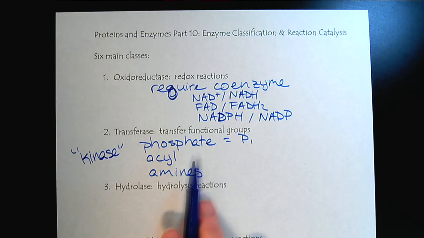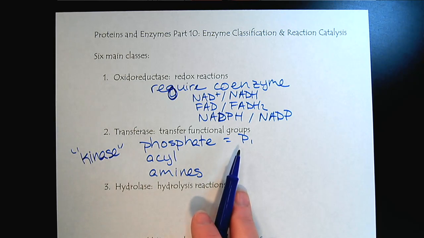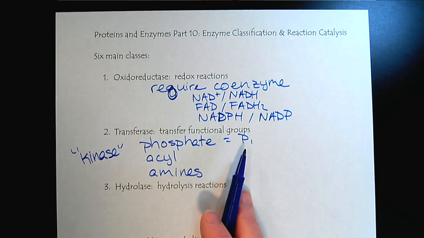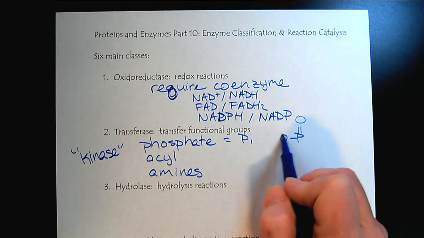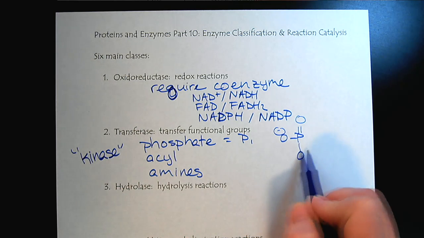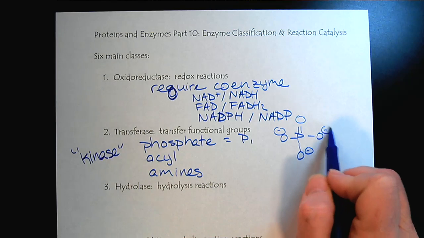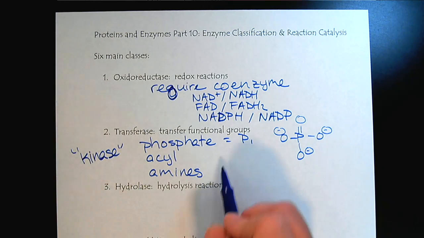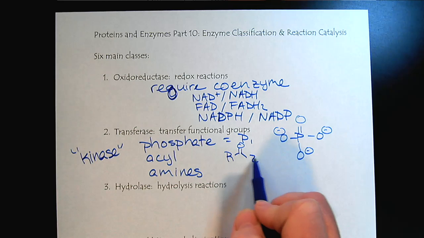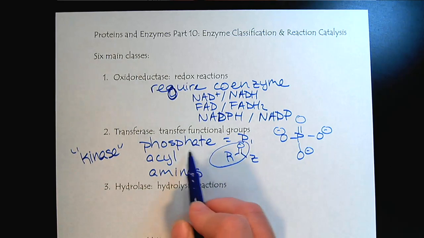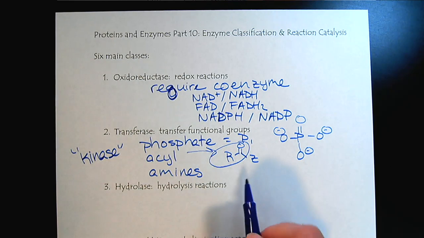And as I mentioned these functional groups, ideally in your mind you see them, right? So if we think about a phosphate group getting transferred, it may just be straight away like that. Acyl groups, right? Think about that carbonyl. Here would be the acyl group, or amines.